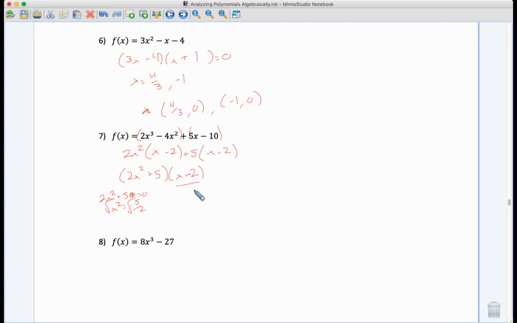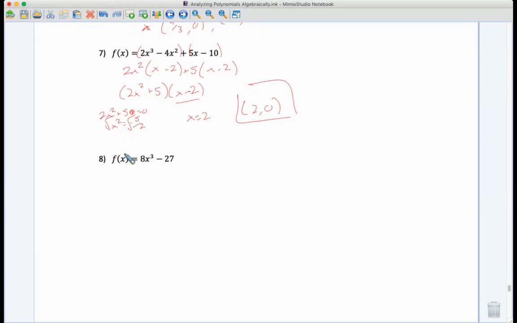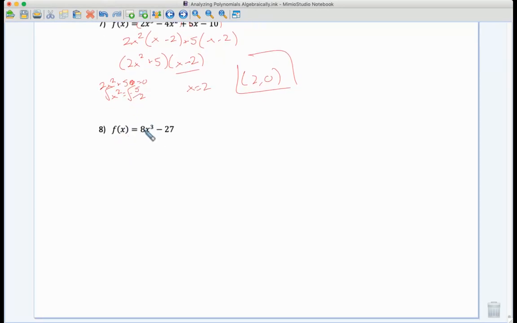However, for the second factor, x minus 2, I end up with a real solution, 2. So I end up with an x-intercept at (2, 0). Therefore, my only answer should be at (2, 0) when it comes to x-intercepts. Finally, we have number 8 with 8x cubed minus 27.